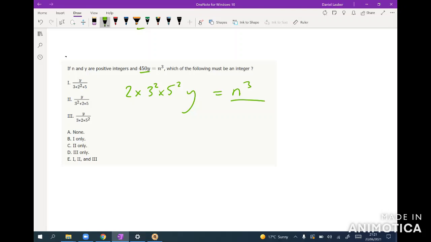So we're missing some things in y. So what must be in y? As in y must have at least 2 squared in it, because we're missing 2 powers of 2, at least a 3 in it, and at least a 5 in it. And then some other numbers which we don't really care about. So in other words, y over 3 times 2 squared times 5 must be an integer. But any of these other ones, they don't have to be, because we haven't got that out of y for sure. So the answer is 1 only.